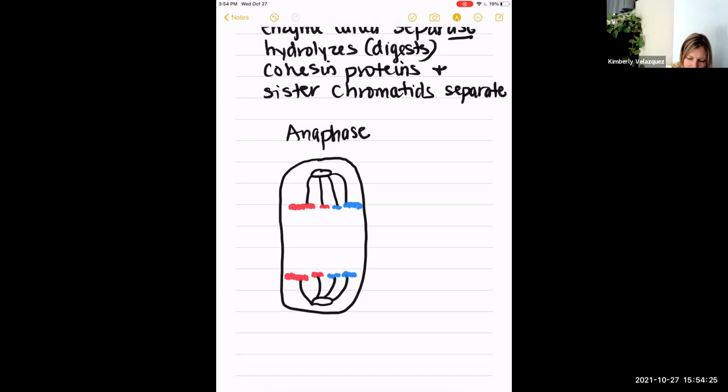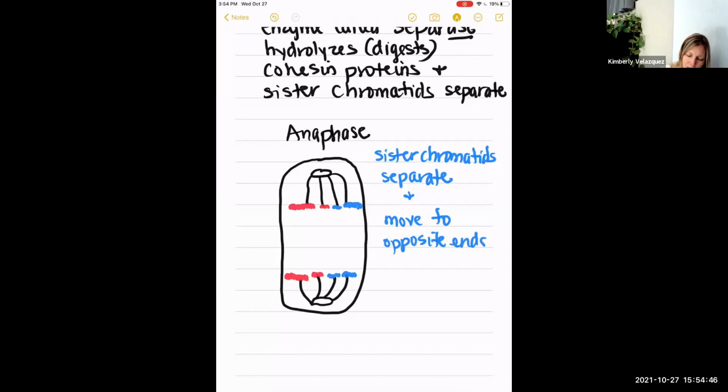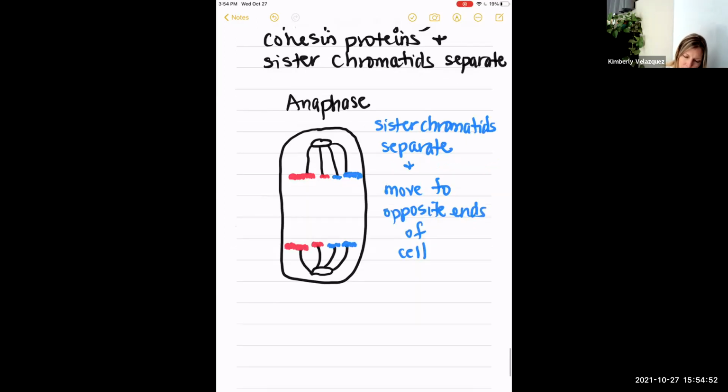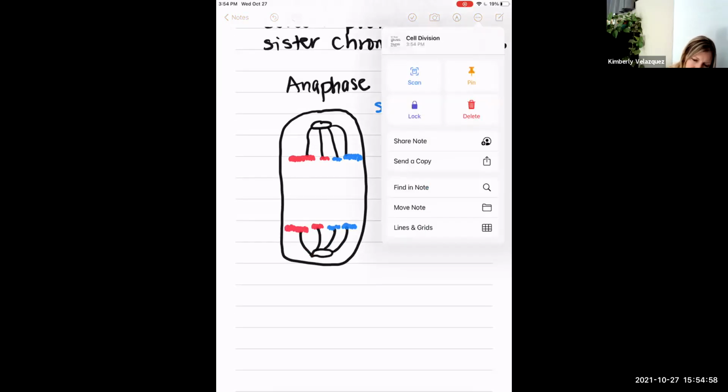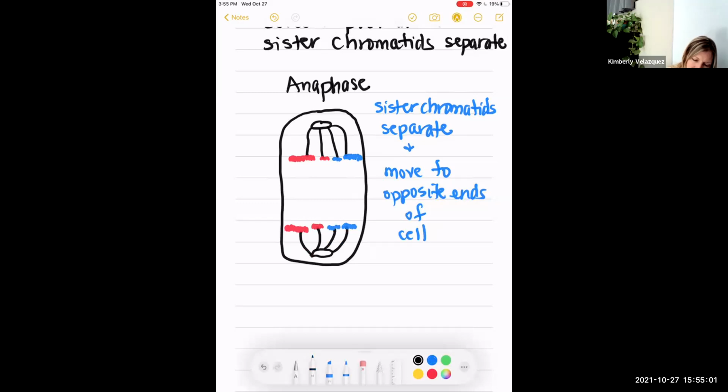Okay, so in anaphase, sister chromatids separate. And those microtubules actually start shortening, and that causes them to move to opposite ends of the cell. Also, those non-kinetochore microtubules have really elongated the cell now. I'm not really drawing it that way, but it's really long now.